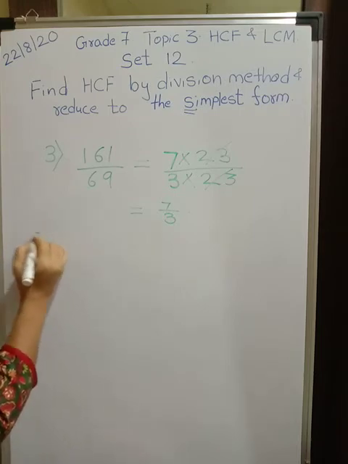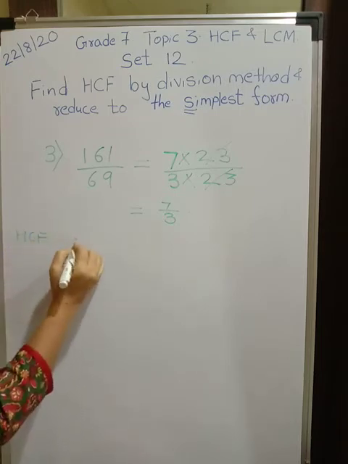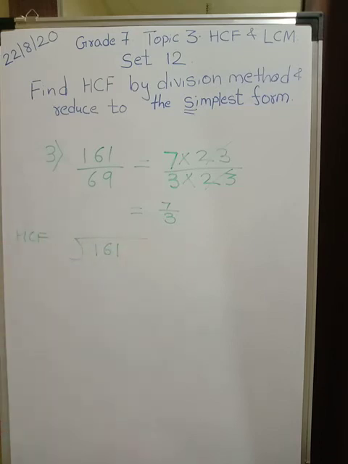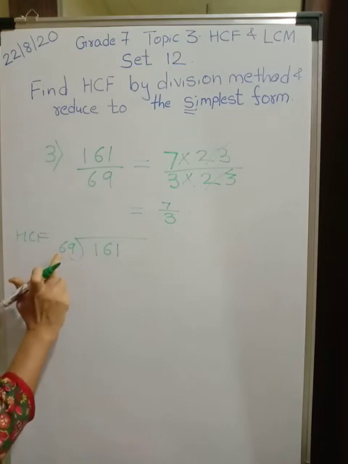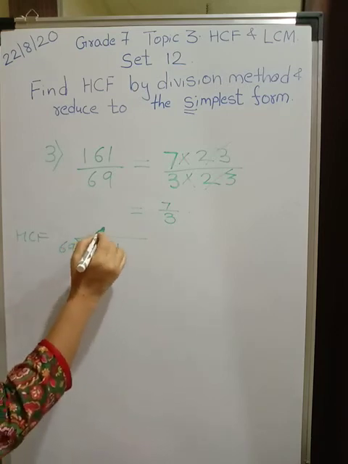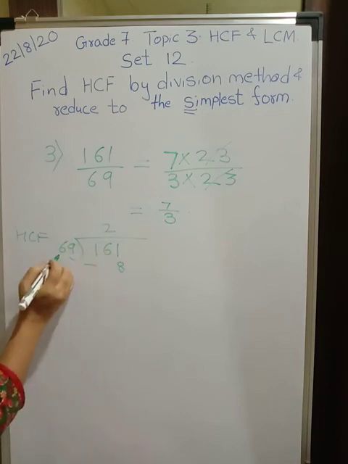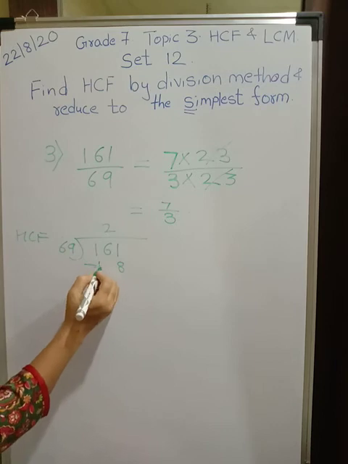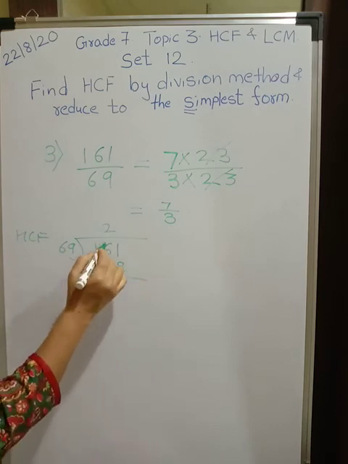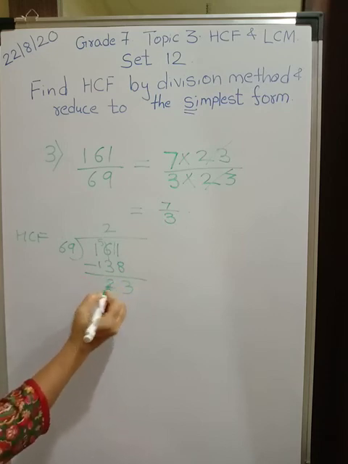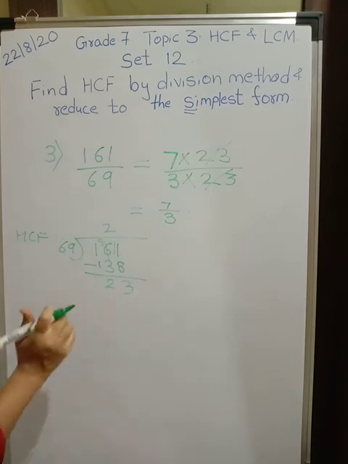Now let us go to find HCF. HCF, which is the bigger number, 161, will act as dividend and 69 will be divisor. Now I think this is divisible by 2, I guess. Yes, so 2 9's are 18 and 2 6's are 12 plus 1, 13. Let us divide this. Here it will be 5, 11, 3 and 23. So 23 is remainder.